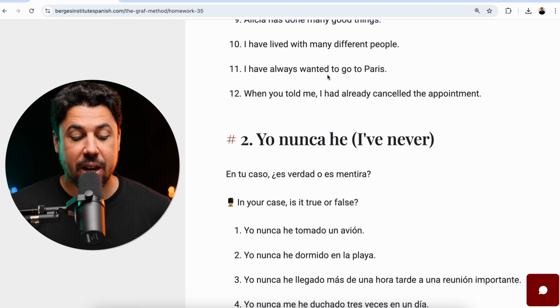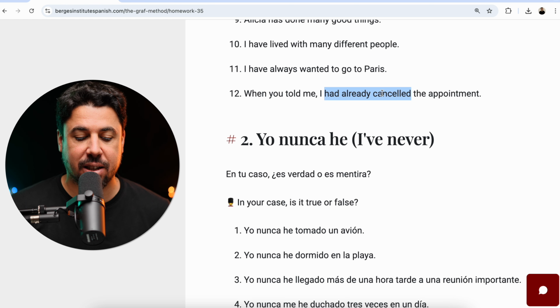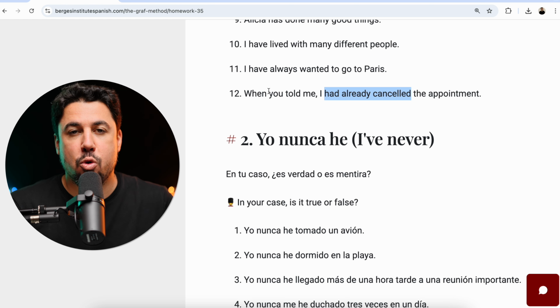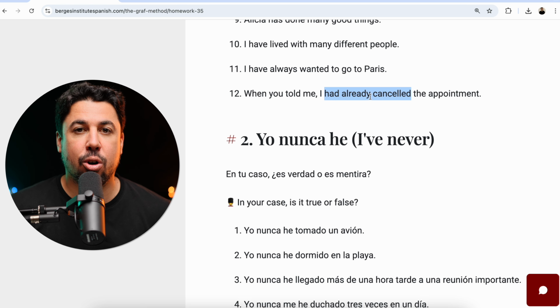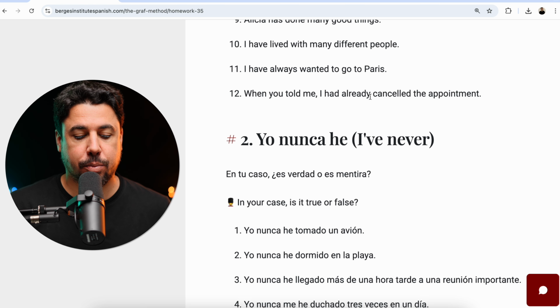When you told me, careful with this one, I had already cancelled the appointment. And in English we have the already between had and cancel. We're going to have to move it out of the way. So, cuando tú me dijiste o me contaste, yo ya había cancelado la cita.